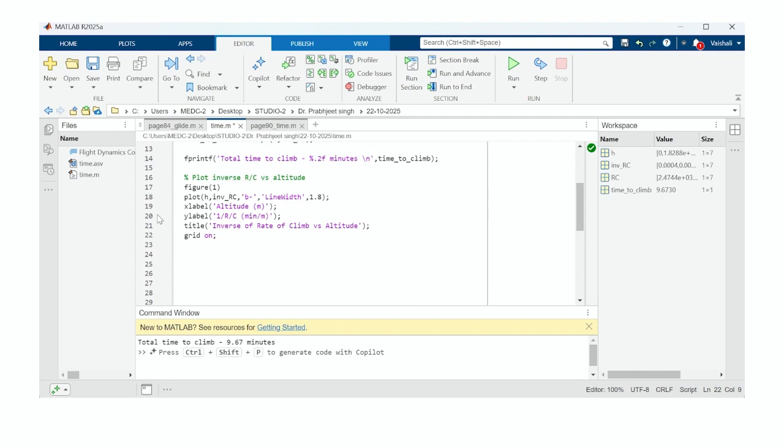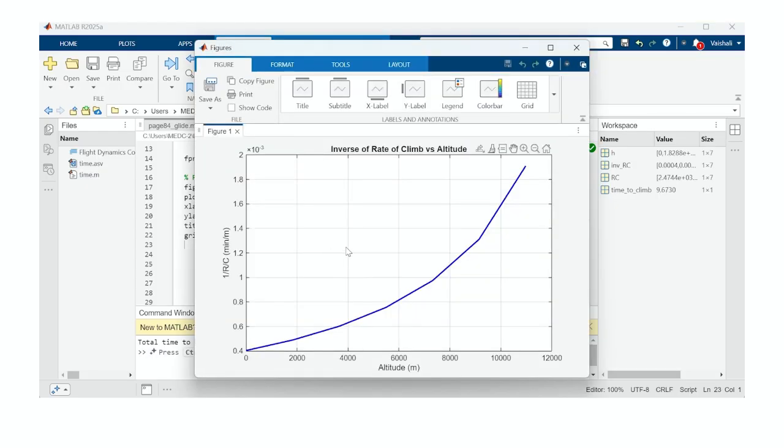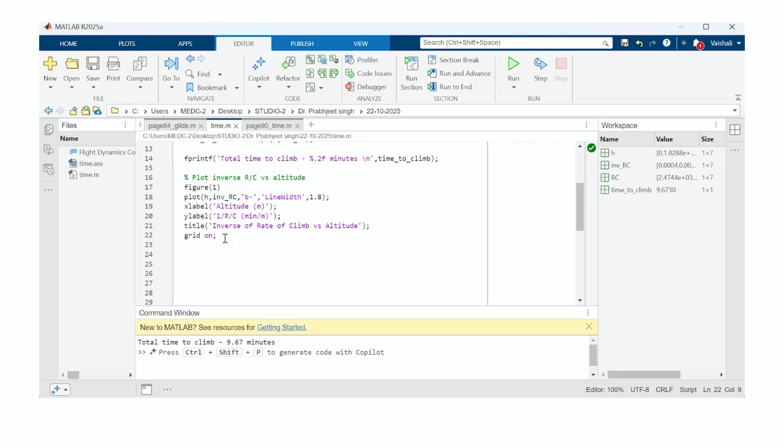Okay, let us see whether this is running or is there any problem in the code. So no, there is no problem over here. Now what we are interested in here is finding the area under this curve. Of course we have already found the time to climb, that is 9.67 minutes. We can also find it by finding the area under this curve. Let us see how to do that. Shade area under the curve.